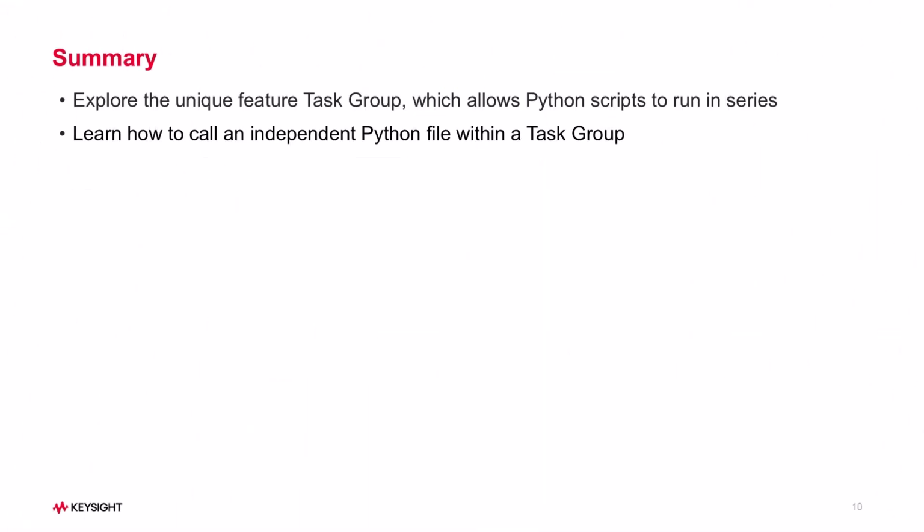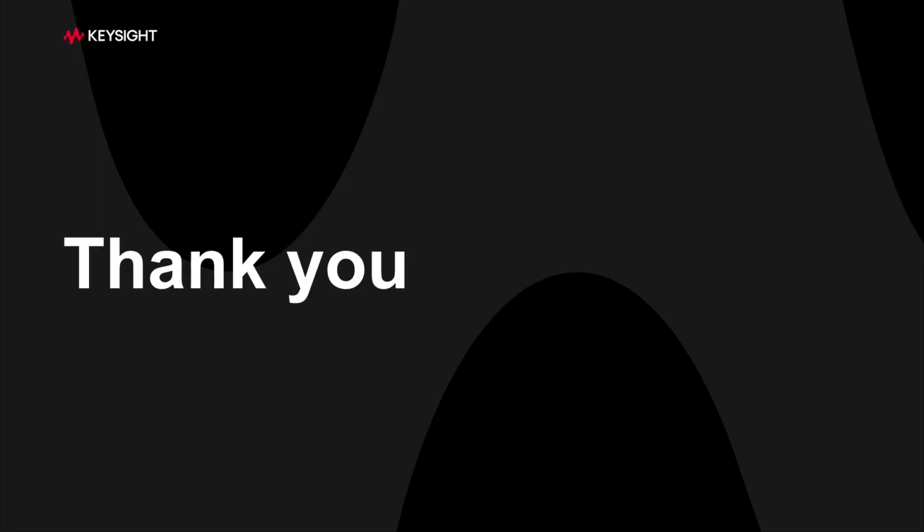In summary, in this video, we explore the unique feature task group, which allows Python scripts to run in series. And we also know how to call an independent Python file within a task group. Next time, we will introduce the MBP Python API.